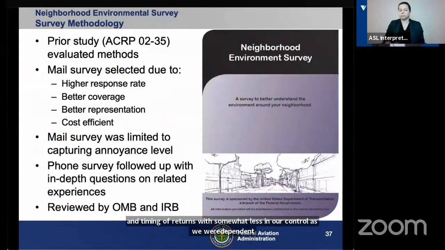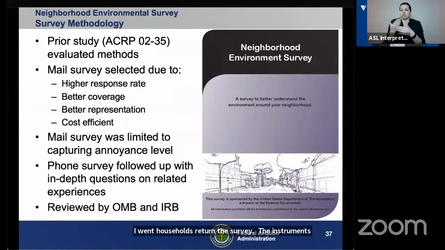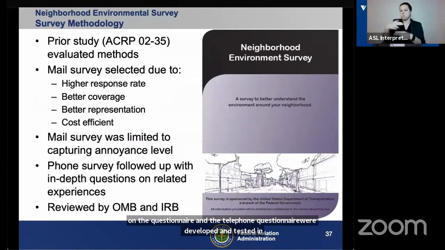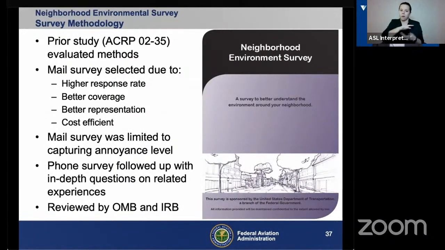The survey instruments were carefully designed to collect people's annoyance reactions to the aircraft noise they experienced. The two instruments used in this research effort, a mail questionnaire and a telephone questionnaire, were first developed and tested in ACRP 02-35, as noted earlier by Joe. The selection of these two survey modes was based on considerations of cost, data quality, complexity of the instrument, and comparability of results with earlier annoyance surveys.